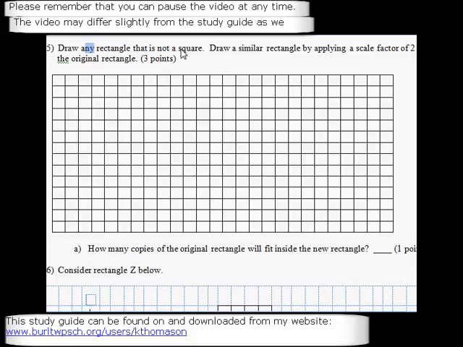that is not a square. So you just can't draw a square. Draw a similar rectangle by applying a scale factor of 2 to the original rectangle, and that's worth 3 points. Just to show you where the 3 points are coming from, here is where 1 point comes from. The first figure better not be a square. The second one is your two figures better be similar. That's where the second point comes from. And the third point is proof that you understand that you needed to multiply by a scale factor of 2. That's where the 3 points comes from.